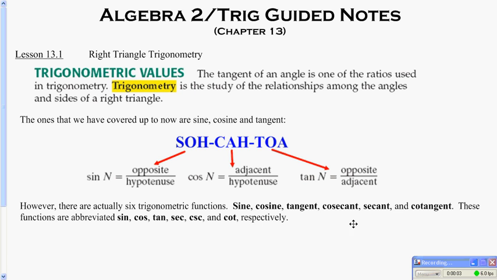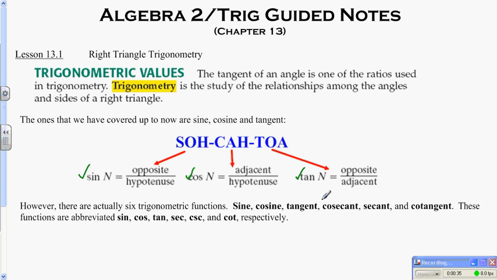Lesson 13.1, Right Triangle Trigonometry. Now this is a review topic for us. Through your math that you've had thus far, you would have already talked about SOHCAHTOA. And SOHCAHTOA is the basic three trig functions when dealing with right triangle trigonometry. We have these proportions that we would have learned in our earlier courses, and they still hold true.